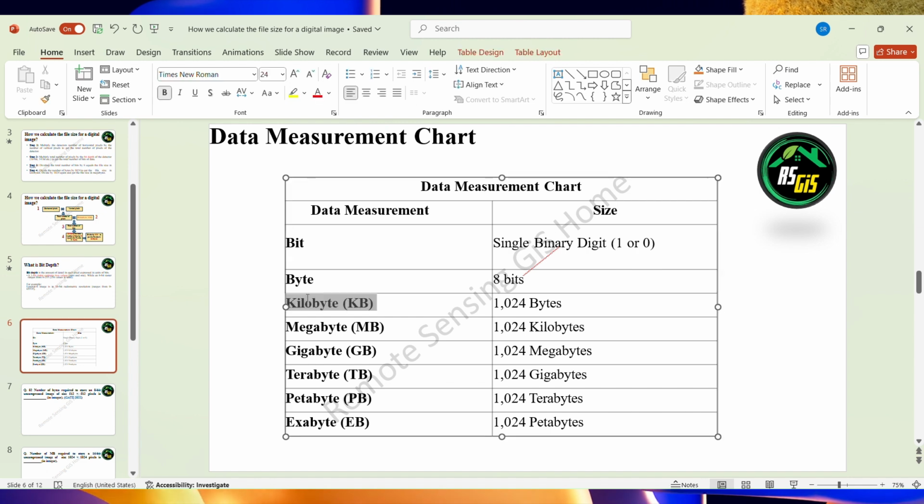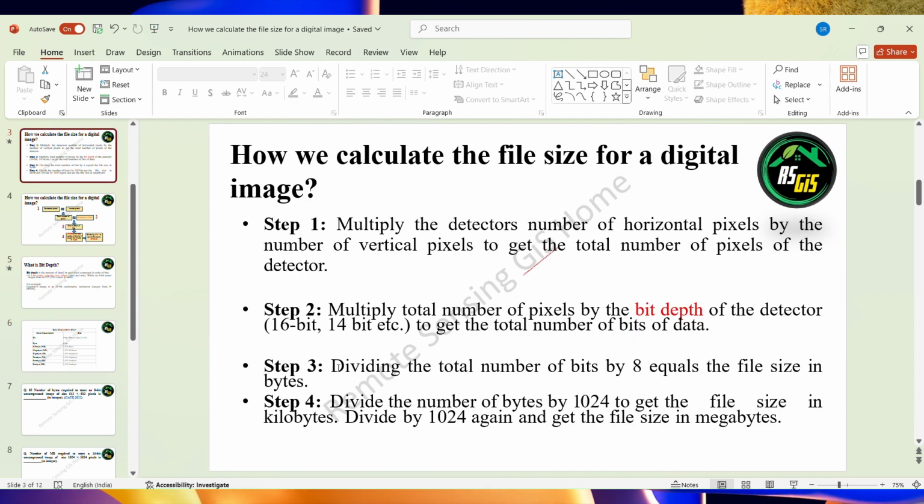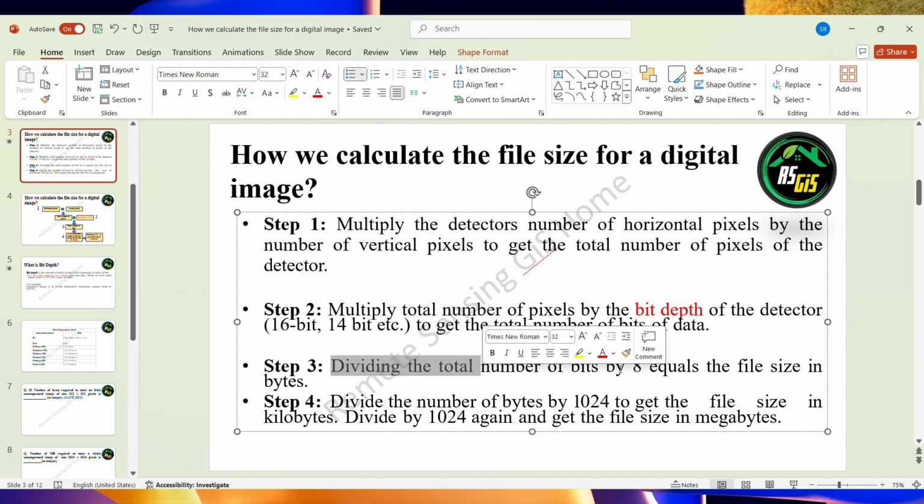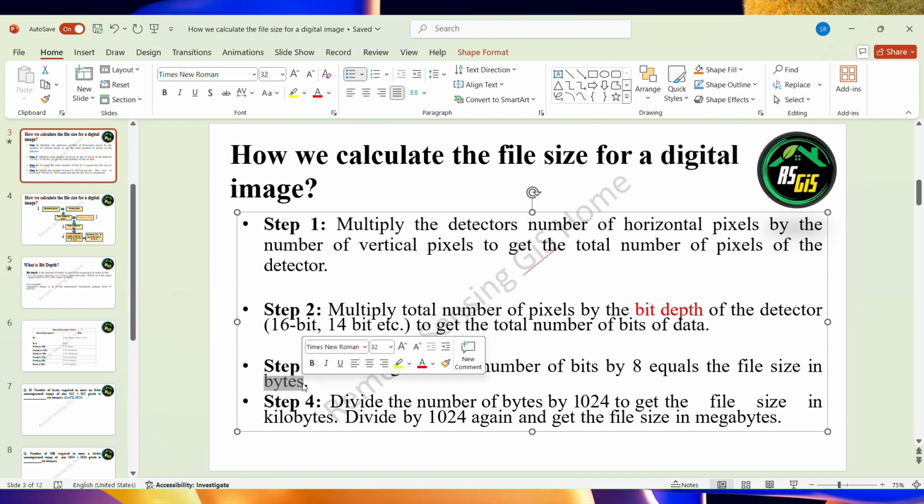Whenever you're talking about kilobytes, it means 1024 bytes. That's why in the fourth stage, we divide the total number of bits by 8. Why 8? Because we want to get the values in the form of bytes.